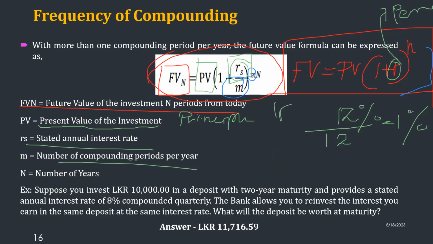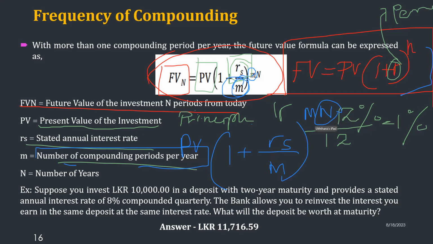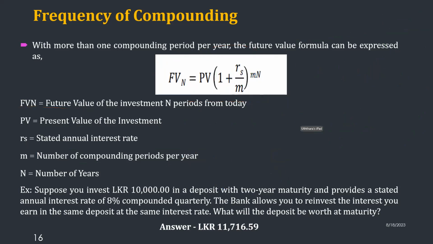Then you don't have that number of compounding periods per year. However, if the frequency of compounding is more than one time per year, then you have to calculate M. You have to divide RS by M and add 1, multiply by PV, and the whole thing is to the power of MN. N is the number of years and M is the compounding period. So that is how we are going to calculate this.